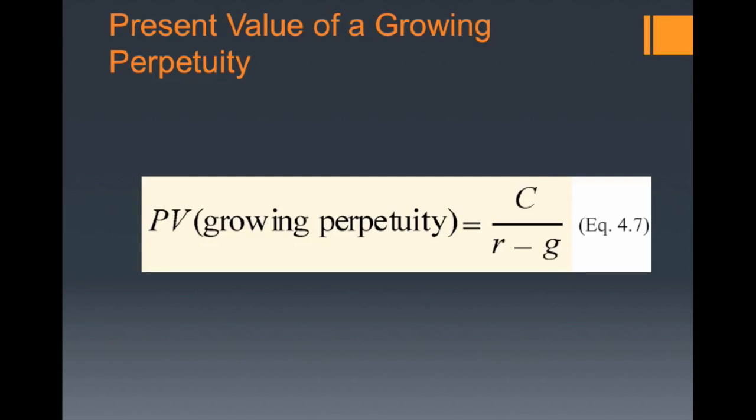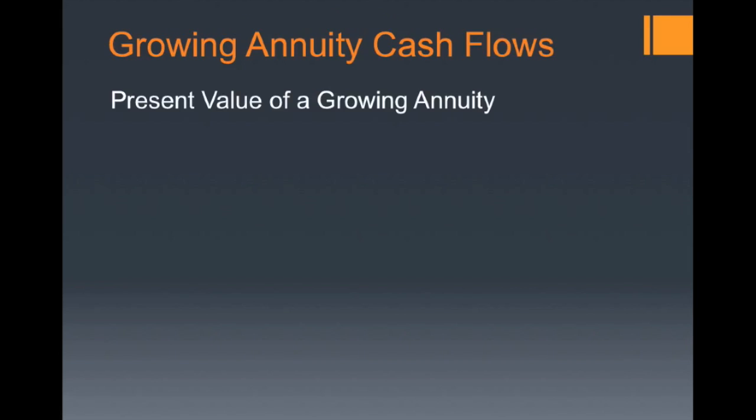We're going to be coming back to this formula again, especially when we value stocks with a constant growth rate. Stocks are growing perpetuities, so we will be looking at those in a future chapter. Now let's look at growing annuities.